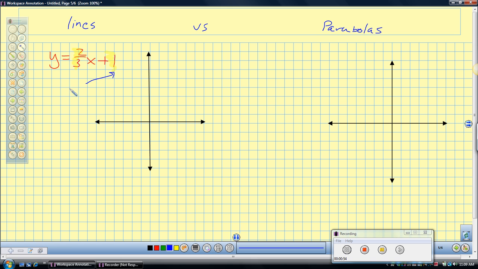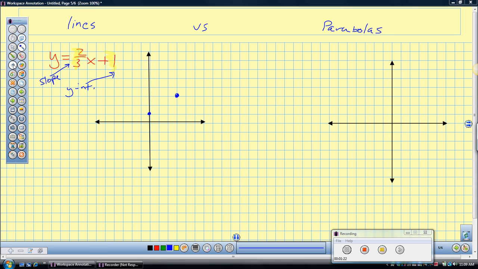Let me just write that there. That's my y-intercept. So if it's positive I would go up, and if it's negative I would go down. That's where it crosses the y-axis. This other number here is my slope. So from my y-intercept it tells me to rise 2 and run 3.